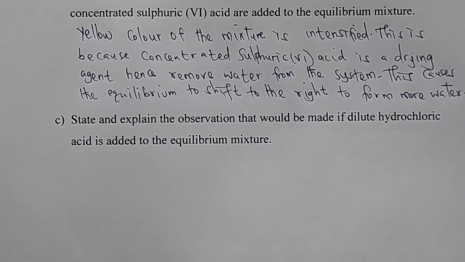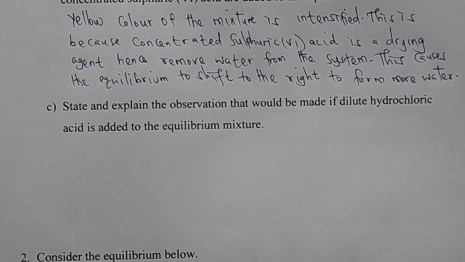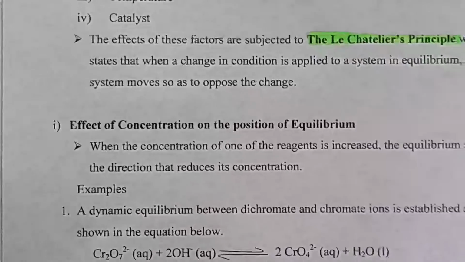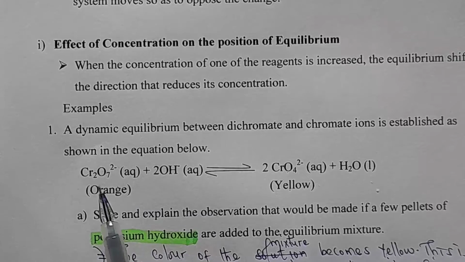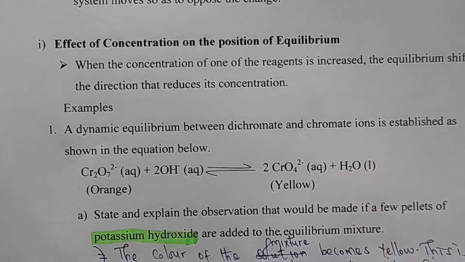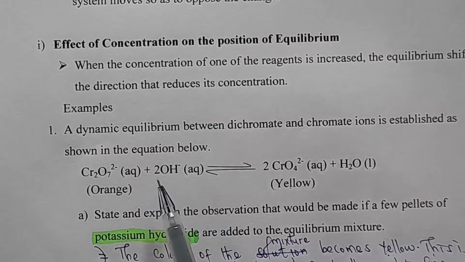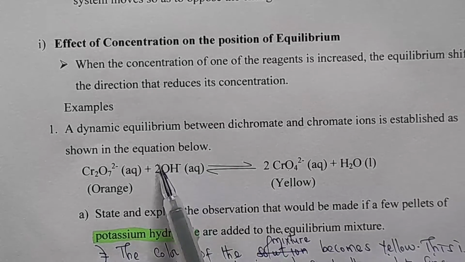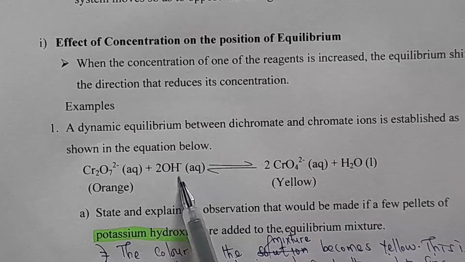Then we are told state and explain the observation that will be made if dilute hydrochloric acid is added to the equilibrium mixture. This is the question that we had. So which part of the equation will be affected by adding dilute hydrochloric acid? Here we have hydroxide ions. Hydrochloric acid has hydrogen ions which will react with the hydroxide ions, thereby reducing the concentration of the hydroxide ion from the system.